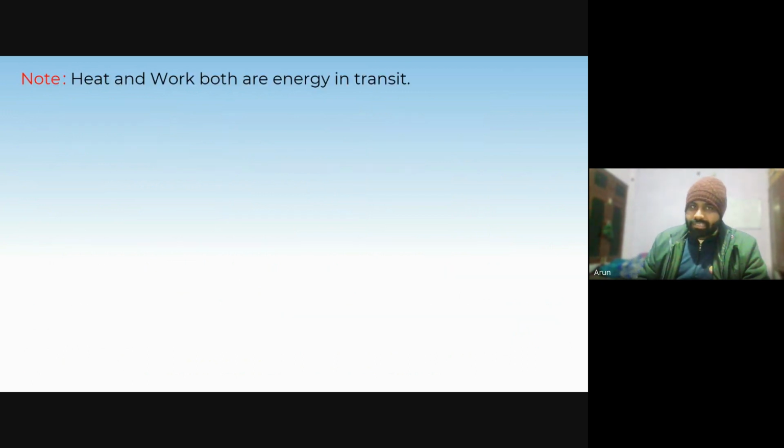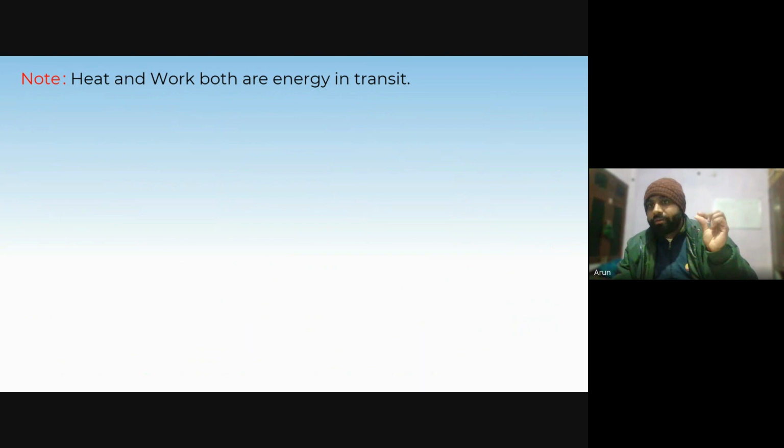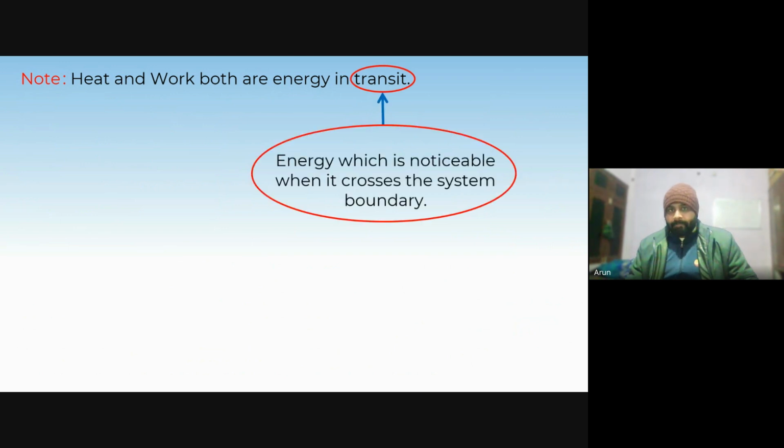इसकी यूनिट भी क्या होती है? जूल होती है. So it is very important to note that heat and work both are energy in transit. Got it? You cannot store either work or heat. Although you can say that the system has this much amount of internal energy. So this is the energy. It is noticeable when it crosses the boundary of the system.